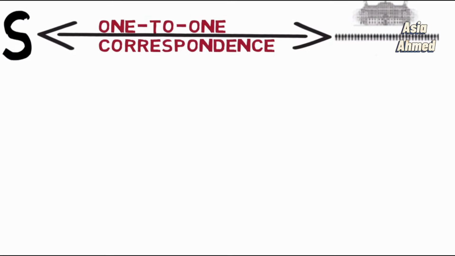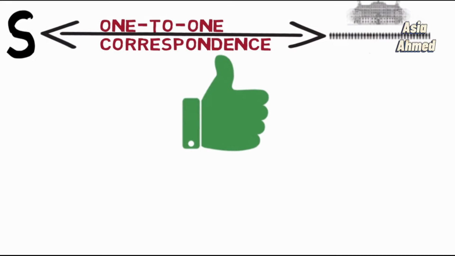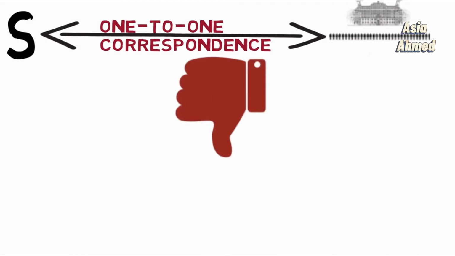To explain this more, the set S is countable if we can find a 1-1 correspondence between this set and Hilbert Hotel, which means for every one element in S, we will find one room in Hilbert Hotel. If we can apply this, then the set S is countable, and if we can't, then it's uncountable.